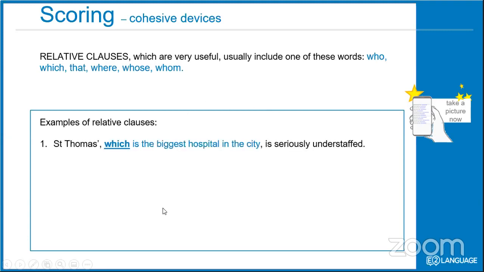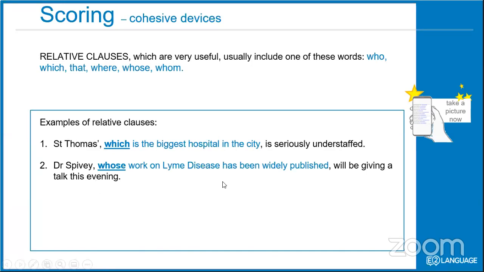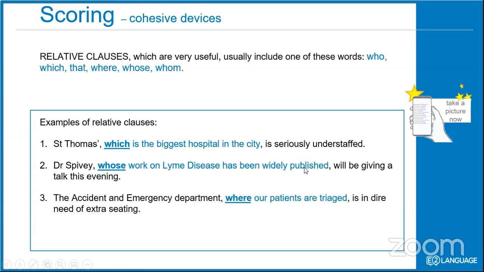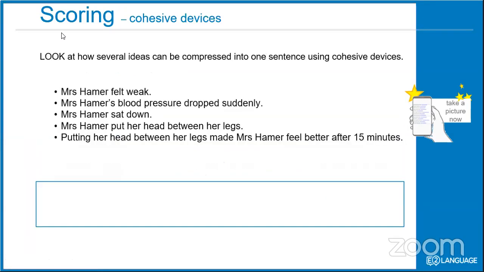St. Thomas's, which is the biggest hospital in the city, is seriously understaffed. Dr. Spivey, whose work on Lyme disease has been widely published, will be giving a talk this evening. The accident and emergency department, where our patients are triaged, is in dire need of extra seating.